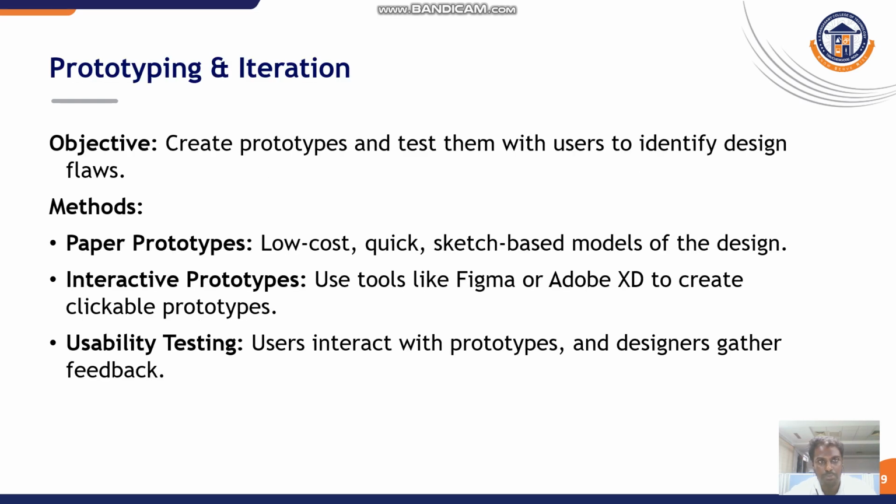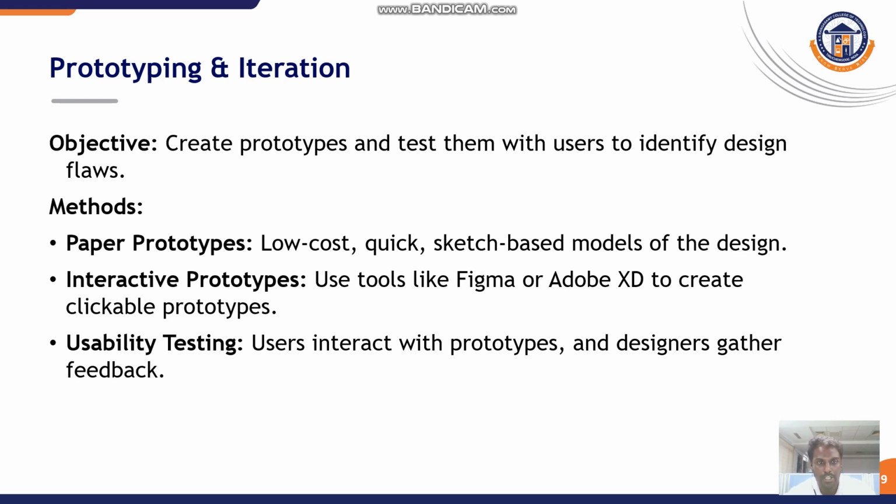The next one is prototyping. Once the research and design process is done, the next step is to move on to prototyping. Here we create the actual prototype for the original version and the user is going to interact with the prototype and give his comments. So how are we going to create the prototype in this one? First one is paper prototype, which is low cost, quick, text-based models and design.